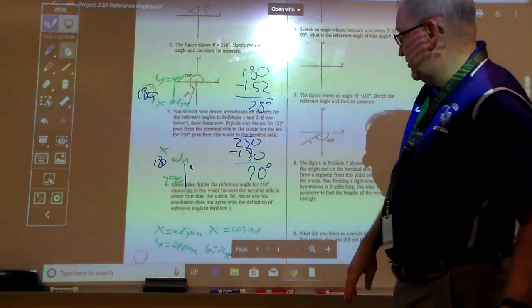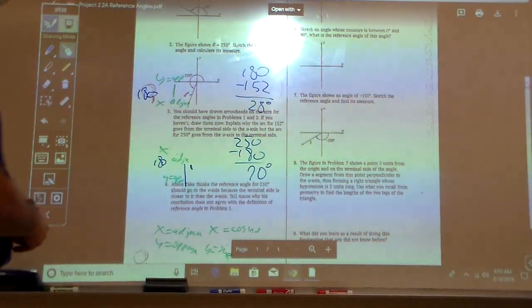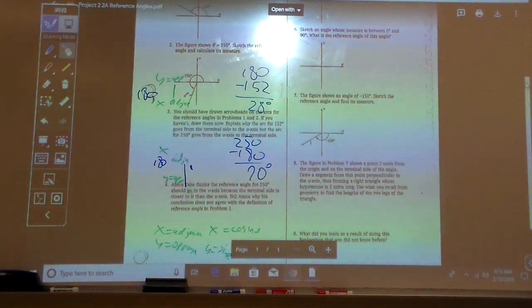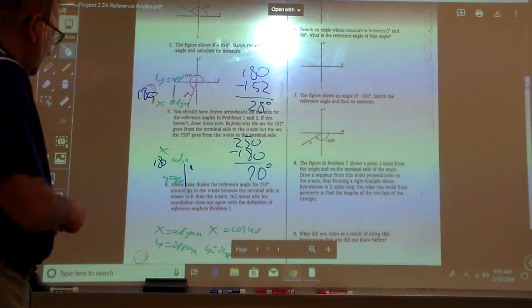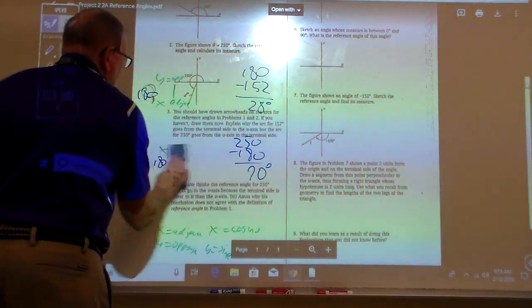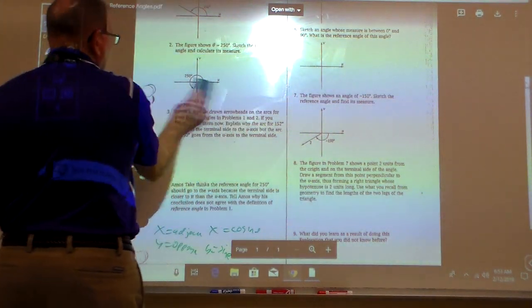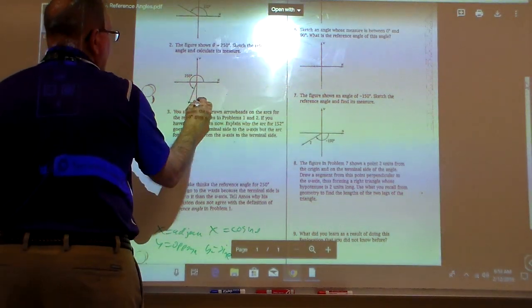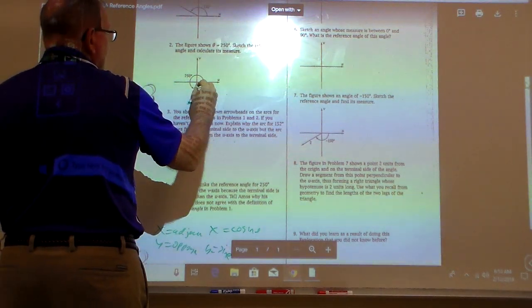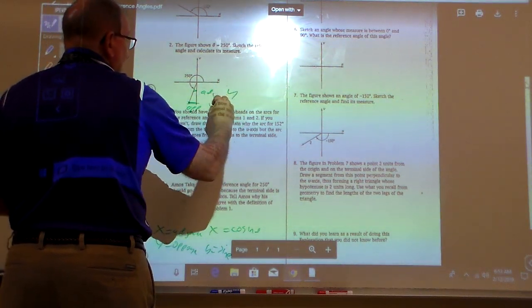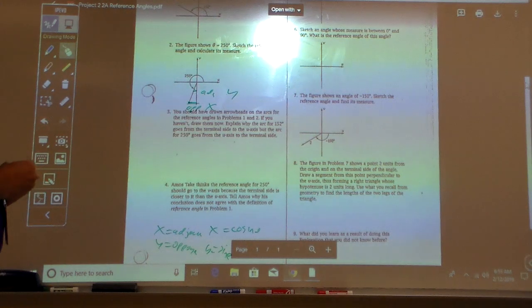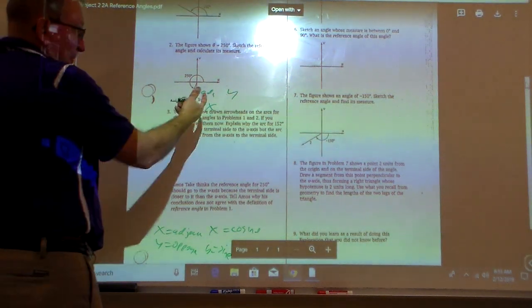Amos thinks the reference angle for 250 should go back to the y-axis because the terminal side is closer. So Amos's conclusion does not agree with the definition of the reference angle we had in problem 1. Well, it's kind of like right here. Because if we do it the way that Amos says it, then what would happen here is this. This would be my adjacent, and that would be my opposite, and then that would be y, and this would be what? X.